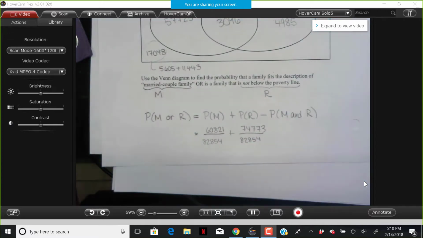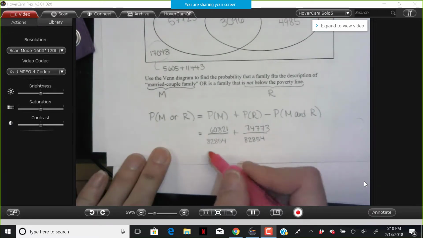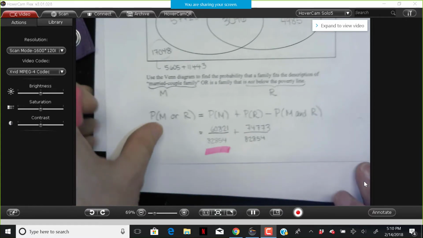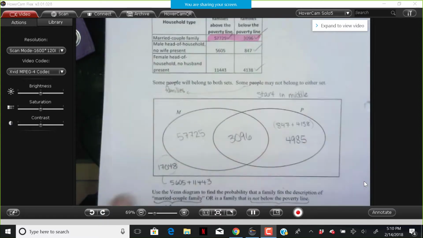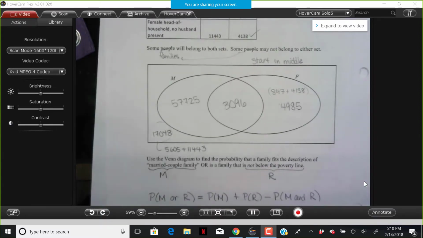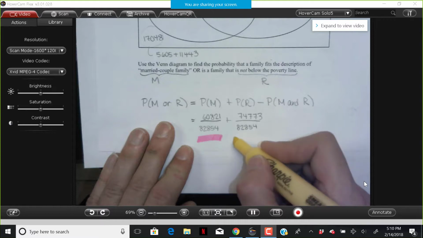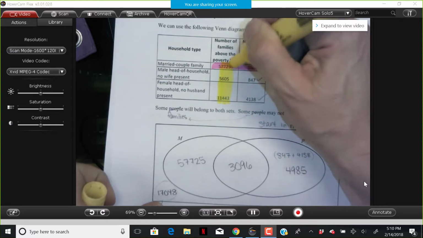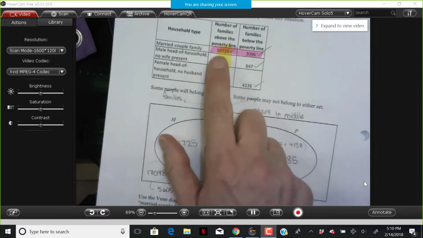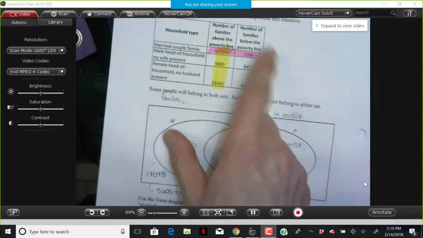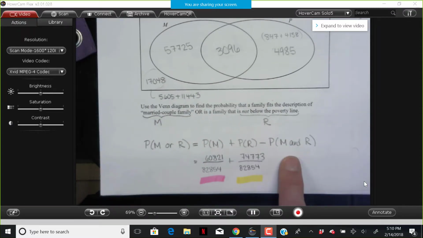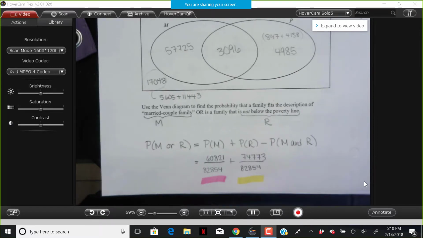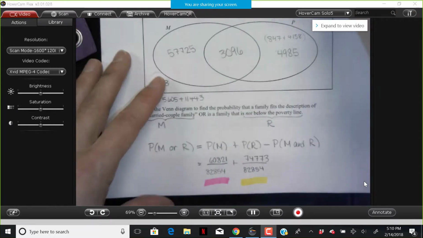So I'm going to use a highlighter here. For the married, I'm going to look at the table maybe instead of the Venn diagram. When I did the probability that they're married, I looked at these two numbers. When I looked at the probability that they're not below the poverty line, which means they're above the poverty line, I looked at these three numbers. You can see that I've used this number twice, here and here. That's why we have to subtract it off once, because we counted those people twice. So we just subtract it so that we don't double count.